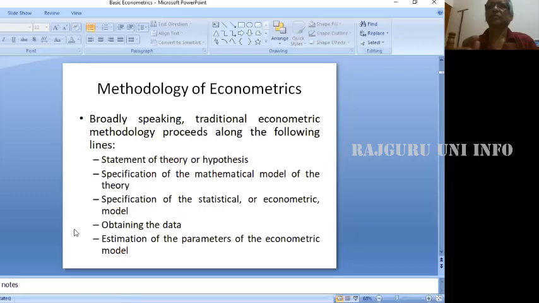Of course, there are other determinants of a dividend. But the basic determinant is profitability. So you have to state your hypothesis and test this hypothesis by collecting suitable research data.